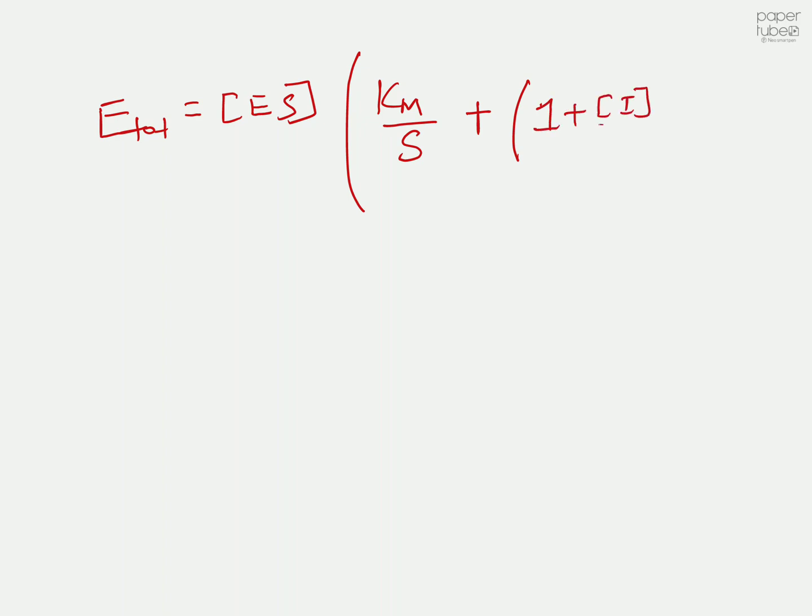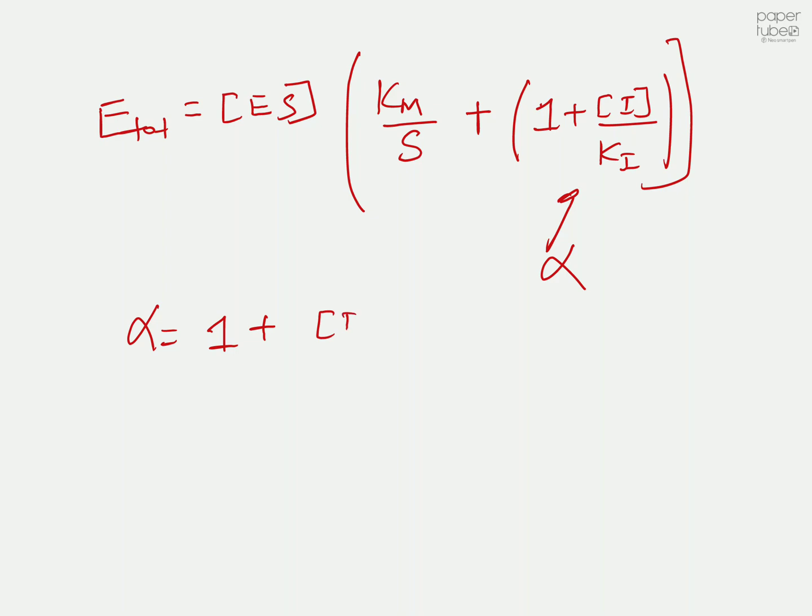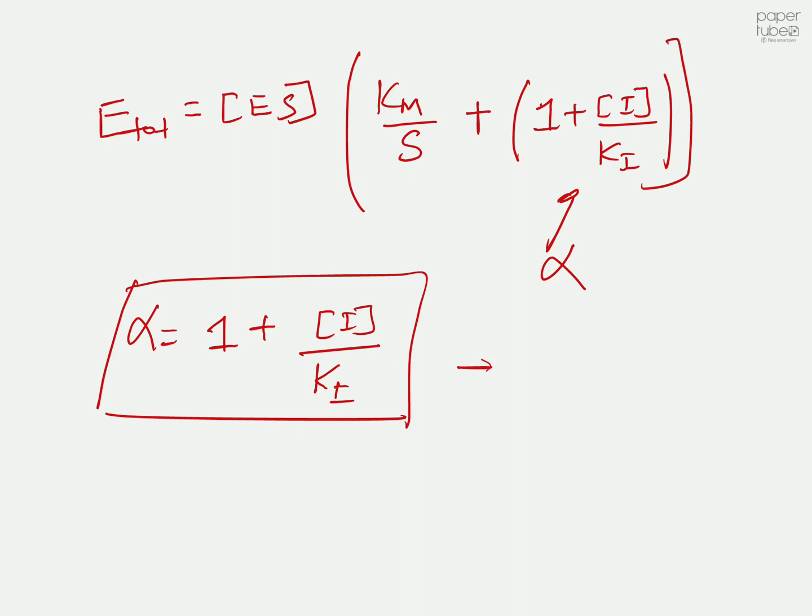So E total should be equal to the enzyme substrate complex times Km divided by S plus this whole value, 1 plus inhibitor concentration divided by Ki. I'm going to call this alpha. So alpha is equal to 1 plus concentration of inhibitor divided by Ki. Let's call this equation 4. So far good.